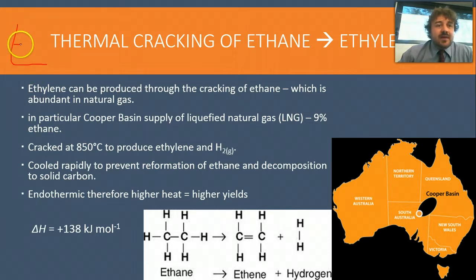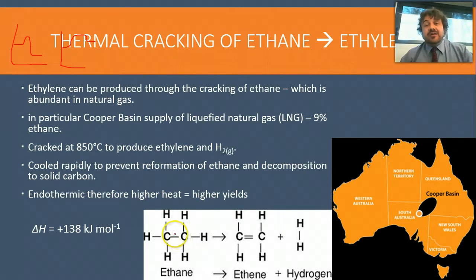That's why every time we draw our energy diagrams, it always goes up a little bit. Even if it's exothermic or endothermic, there's always that bump, and that bump is the energy put in to break the bonds initially. So if it stays being heated, the ethane will decompose into hydrogen gas and solid carbon. I thought we should probably be a bit clearer on that. It's endothermic, which means it absorbs heat, so the higher the heat, the higher the yields.